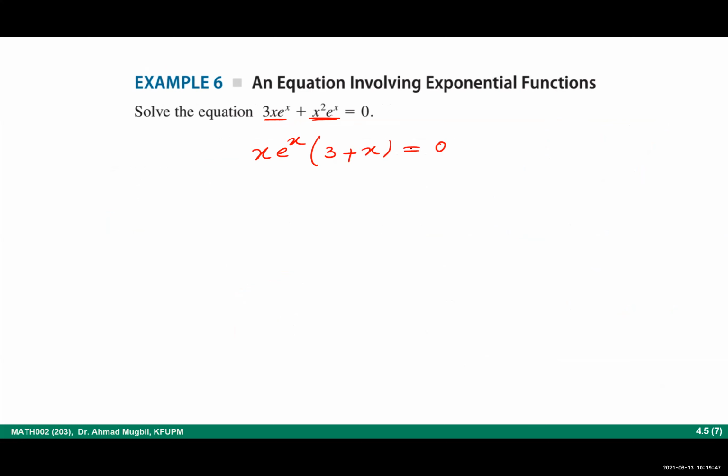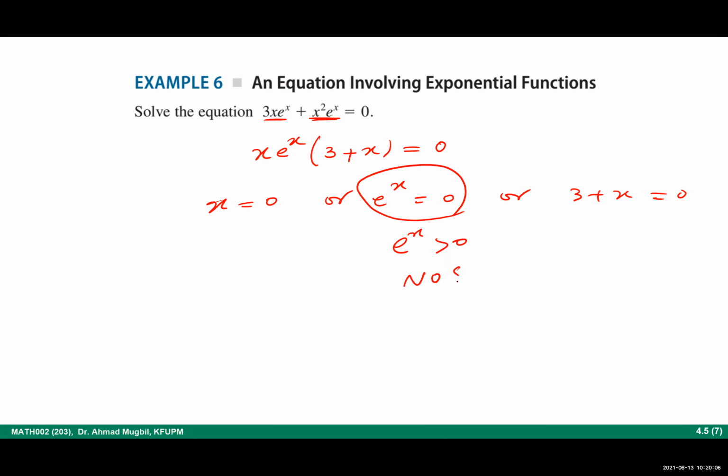Is that right? Now, guys, we have 1, 2, 3 factors. The product of them is 0. So this means that x is 0, or e to the power x is 0, or 3 plus x is 0. So the second is impossible, guys, because e to the power x is always greater than 0. So here we have no solution. So we shouldn't worry about this part. Now, from here, it means that x equals -3. So we have two solutions. You can check, guys, that your solutions are valid or not.